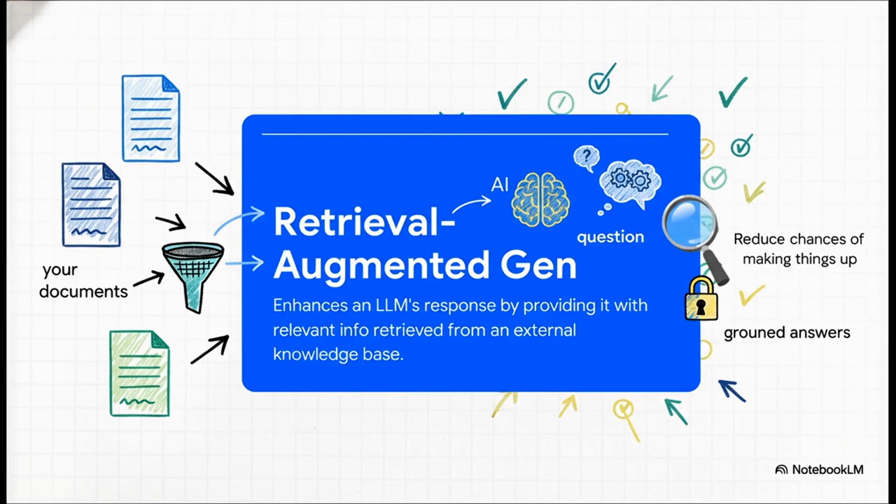Now, you're going to hear the acronym RAG all the time. It's a core technique for this local setup. All it really means is that before the AI answers your question, it first goes and retrieves relevant bits of information from your documents. Then, it augments its own knowledge with that info. This simple trick is amazing because it drastically reduces the chance the AI will just make stuff up, and it forces it to base its answers on your data. It's like giving the AI an open book test where the only books allowed are yours.